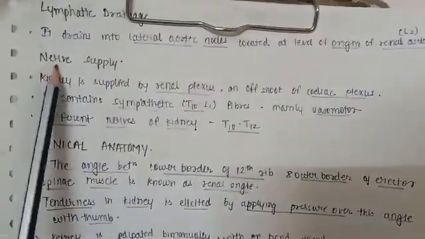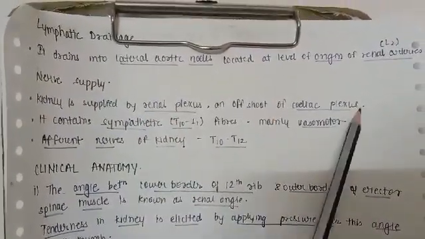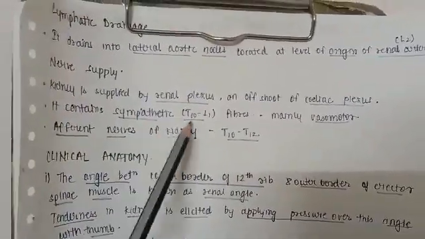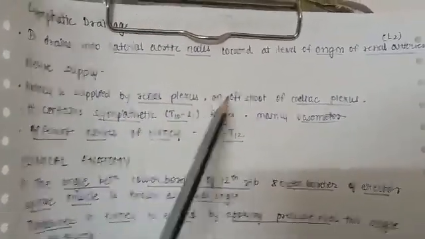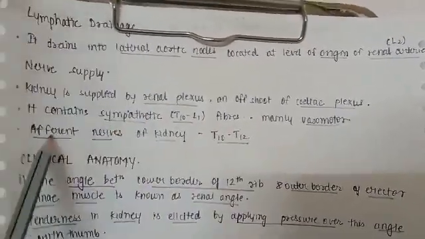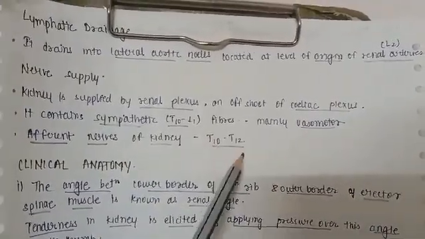Now the nerve supply. The kidney is supplied by the renal plexus and also the colic plexus. It contains sympathetic nerves, that is T10 to L1, which mainly consist of vasomotor nerves, and there are afferent nerves of the kidney, that is from T10 to T12.